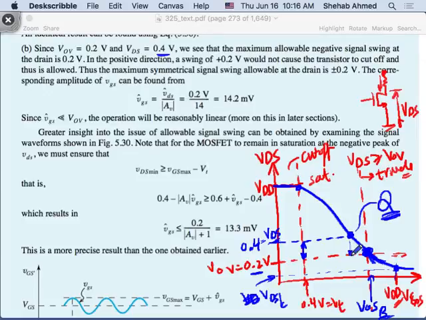So I don't want to go below VOV. VDS is equal to VOV, which means that the negative portion of my signal can only be 0.2 volts. And if I have a symmetrical AC signal, that means my positive is also going to be 0.2. So I'm limited to a swing of plus or minus 0.2 volts because of my DC operating point.